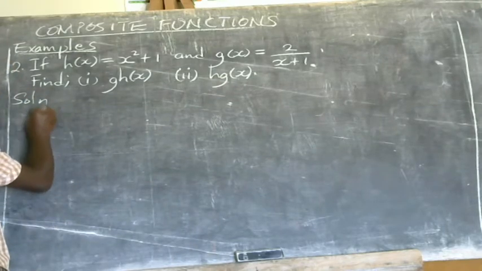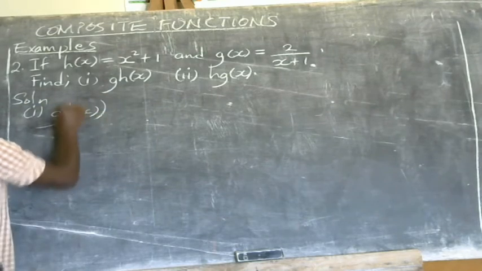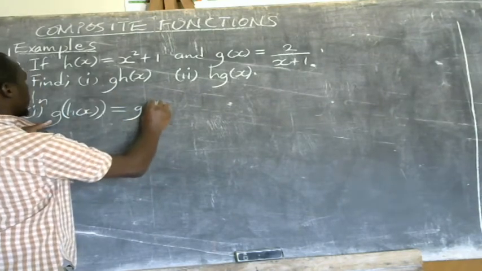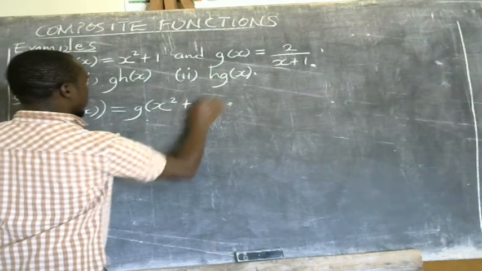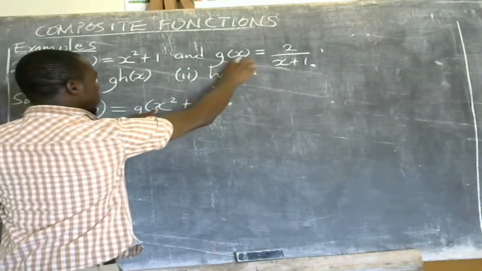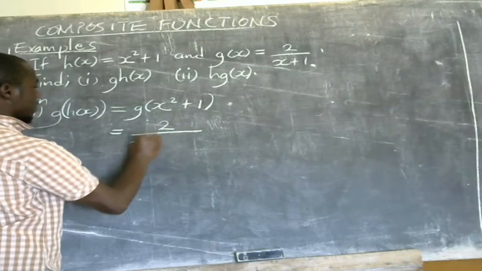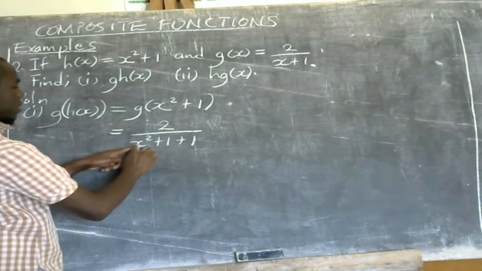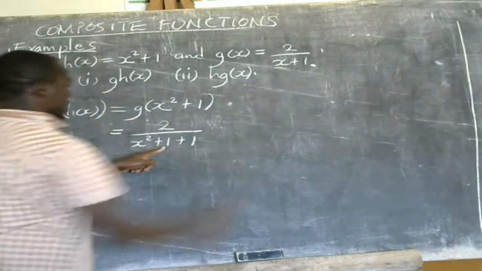Just like in the first example, the g of h of x. So my g of h is going to be equal to, I'm going to substitute this one here, x squared plus 1. Then I'm going to feed this, substitute it for x there. So this is going to be the 2 all over x squared plus 1. Then that one also had the 1. So this x squared plus 1 has taken up the place of x there.